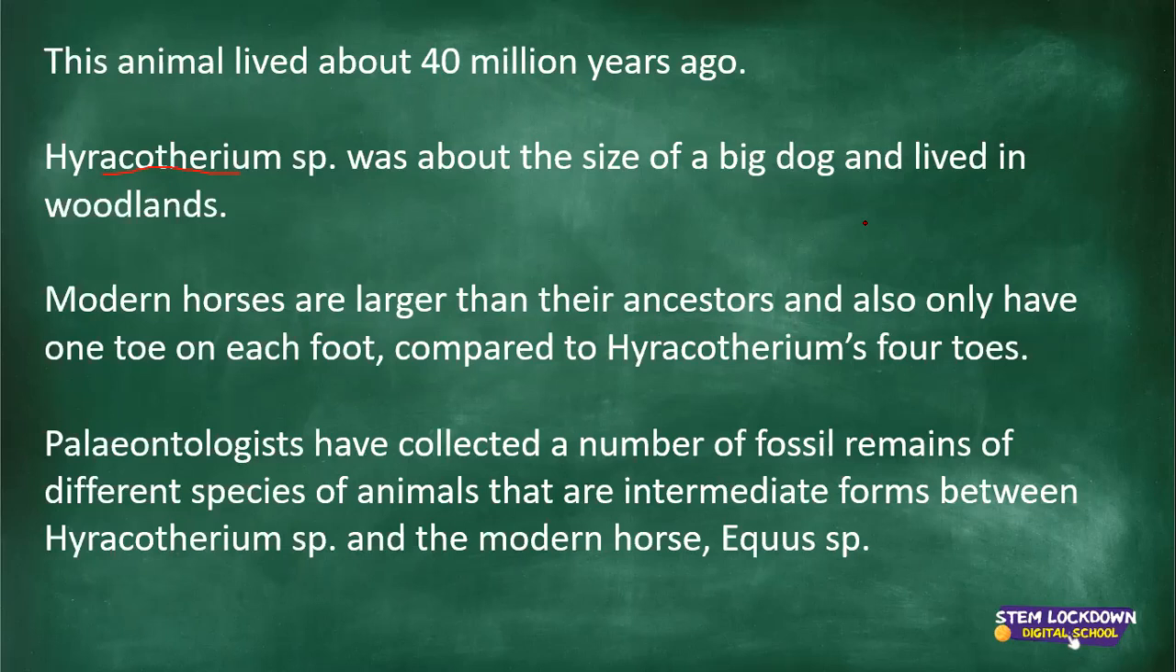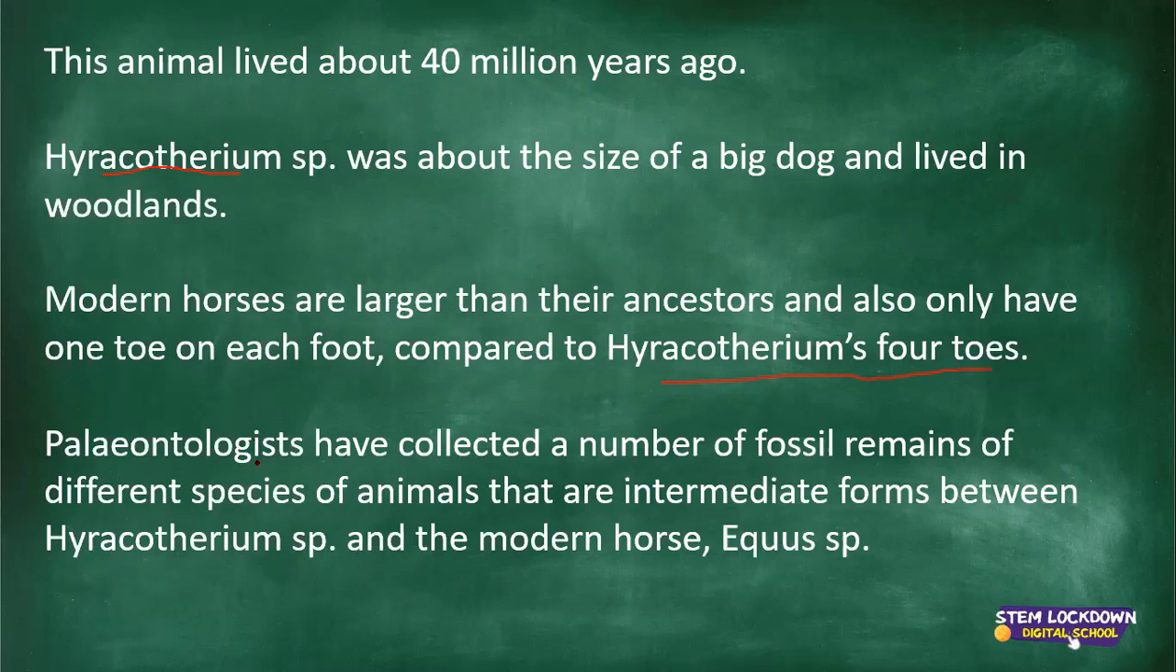They are so great. Modern horses are larger than their ancestors and also only have one toe on each foot compared to Hyracotherium's 4 toes. So if you were ever asked the differences between the modern horse and the ancestral horse, you'd start with the toes and the body size. Hyracotherium was the size of a big dog, whereas the modern horse is way bigger. And then the modern horse only has one toe on each foot, but the Hyracotherium had 4 toes.